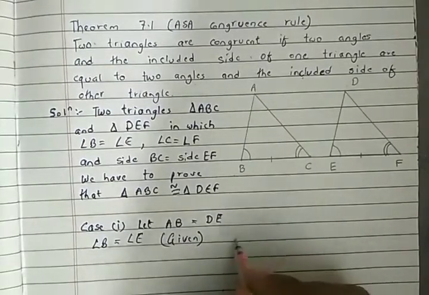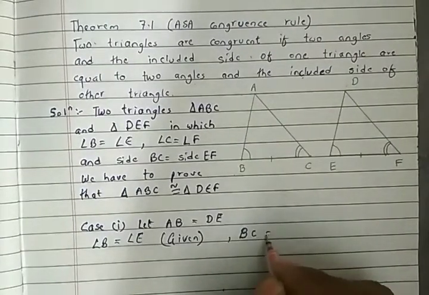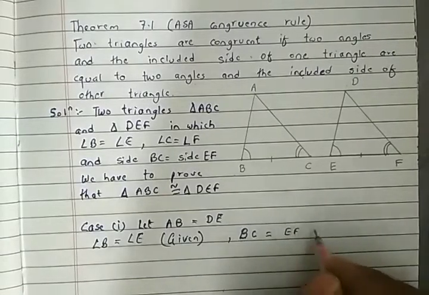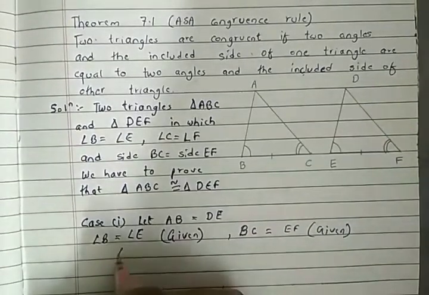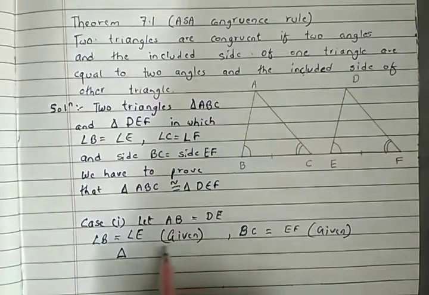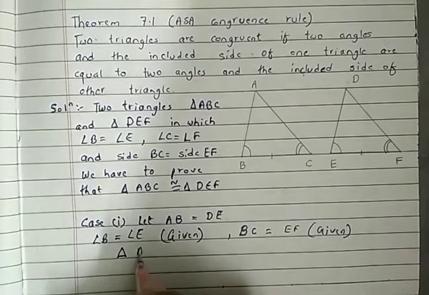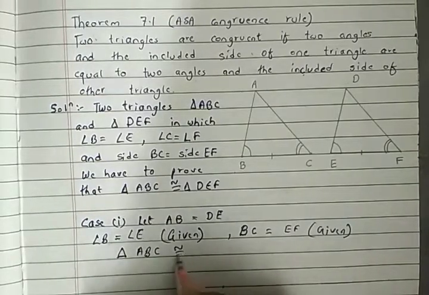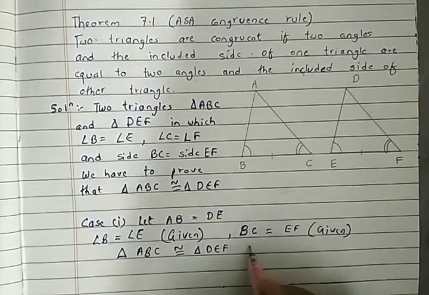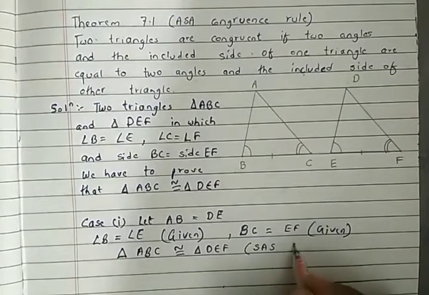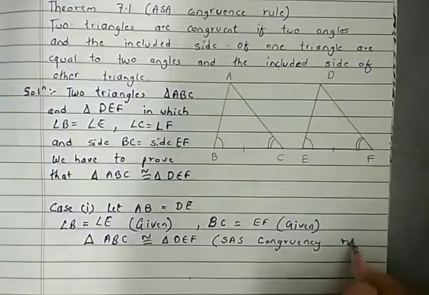What else is given? Side BC, sorry, not angle. Side BC is equal to side EF. This is also given. Now, since these two pieces of information are given, we can say that triangle ABC is congruent to triangle DEF. How can we say this? By the side angle side congruency rule, right?